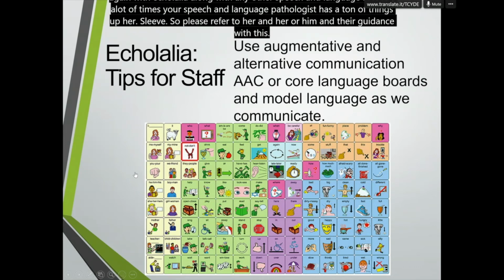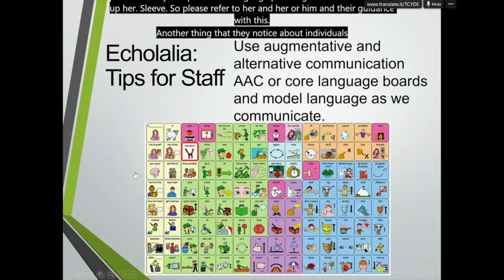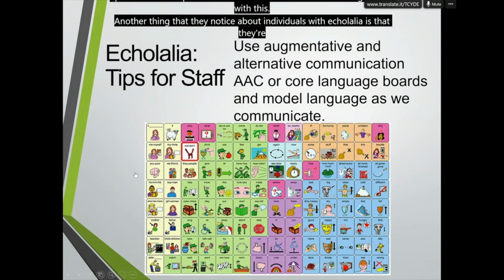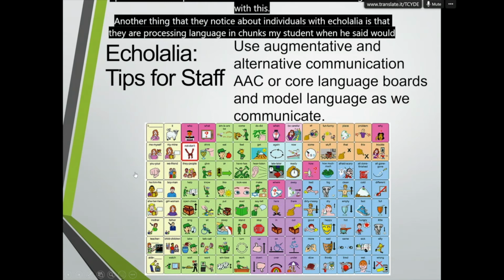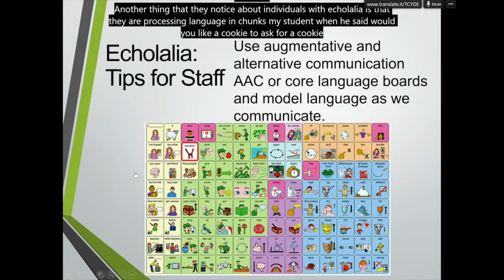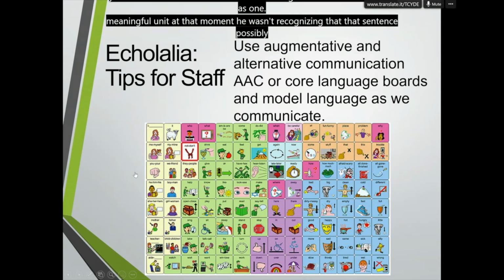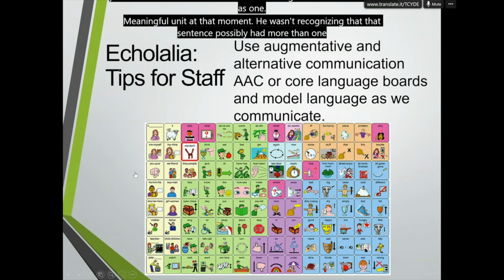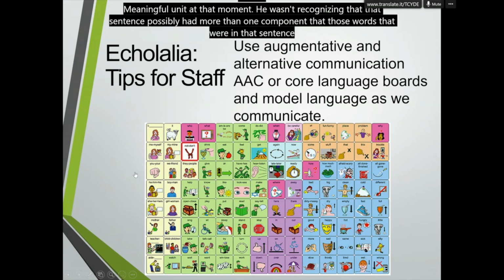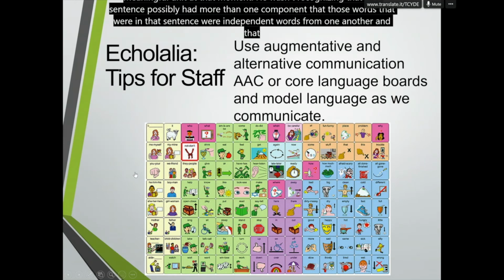Another thing that they notice about individuals with echolalia is that they are processing language in chunks. My student, when he said, would you like a cookie, to ask for a cookie, he thought of that whole sentence as one meaningful unit at that moment. He wasn't recognizing that that sentence possibly had more than one component, that those words in that sentence were independent words from one another. And the big word for that is gestalt processing.